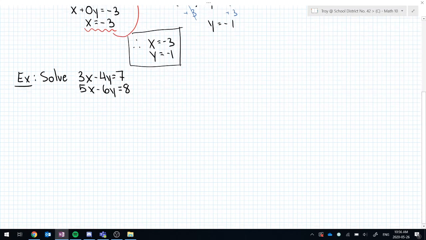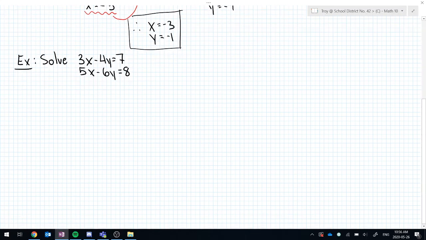Okay, so in this example, what we're going to have to do is multiply the equations by a constant.